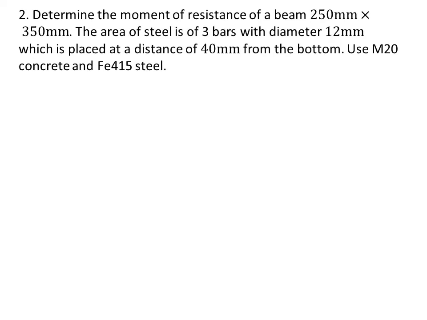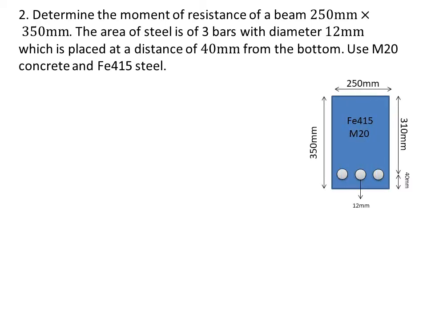Okay, this is the second question. Determine the moment of resistance of a beam 250 mm into 350 mm. The area of steel is of 3 bars with diameter 12 mm, which is placed at a distance of 40 mm from the bottom. Use M20 concrete and Fe415 steel. Okay, we have to find the moment of resistance here. Obviously, neutral axis depth comes into play here, as well as we have to check three cases on which type of formulae we have to use to find the moment of resistance.